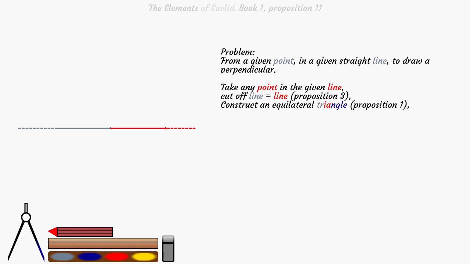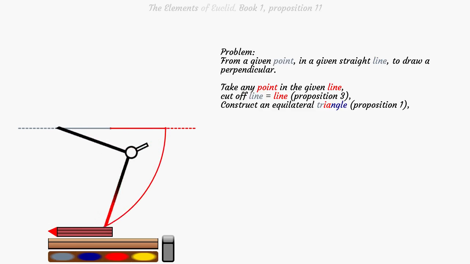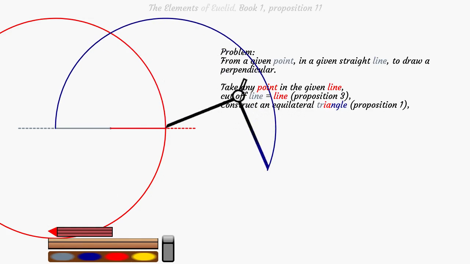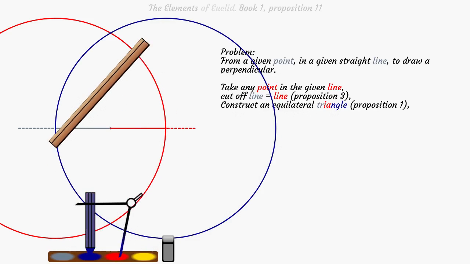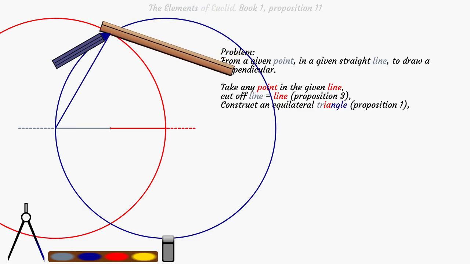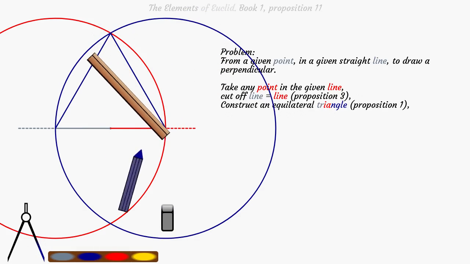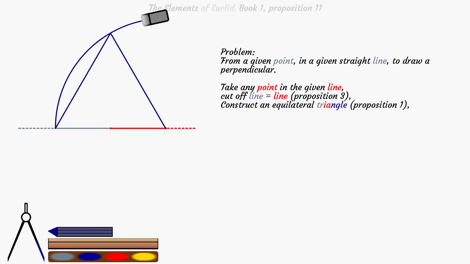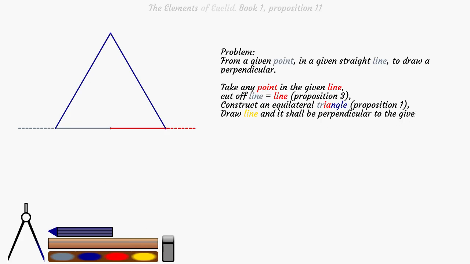Construct an equilateral triangle, proposition 1. Draw a line and it shall be perpendicular to the given line.